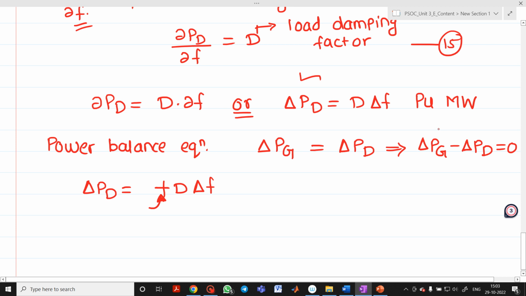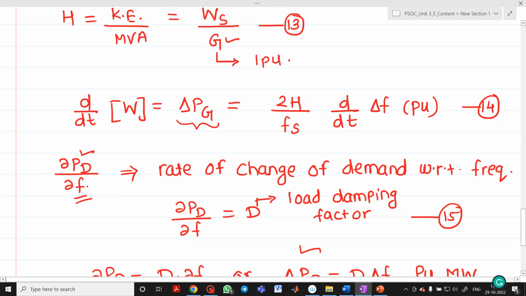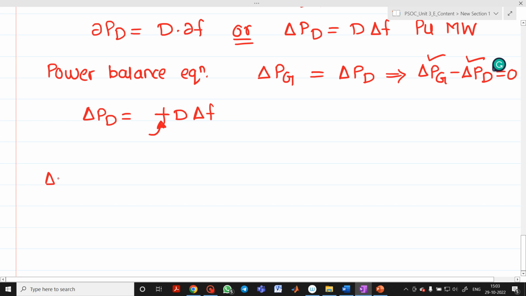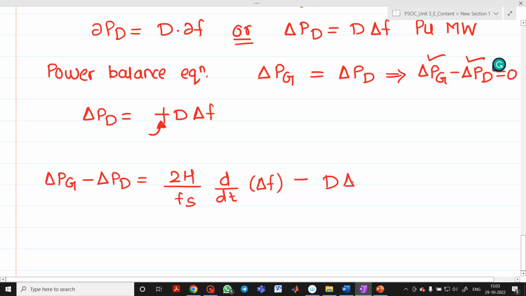So if I substitute all the values in this formula, what is ΔPg? I got 2H upon Fs d by dt ΔF. So I will write it here. This power balance equation is ΔPg minus ΔPD will be equal to, this ΔPg is 2H upon Fs d by dt of ΔF. The minus sign will be as it is, and ΔPD will be equal to plus D into ΔF. So I will write it as this.